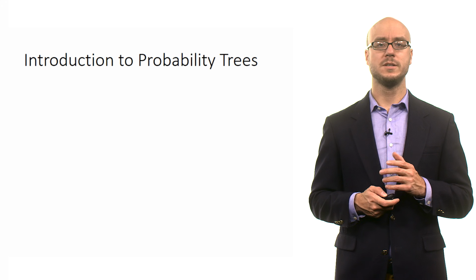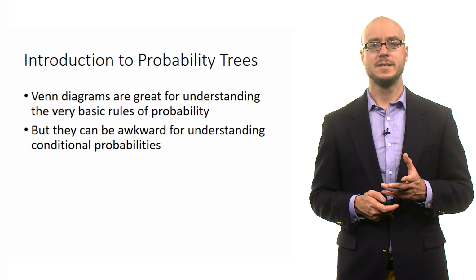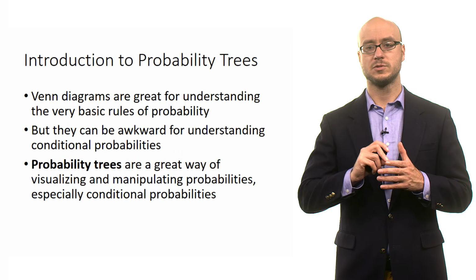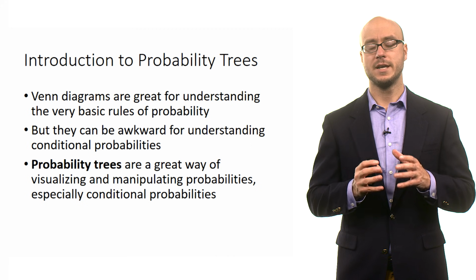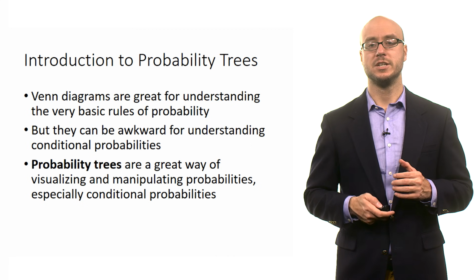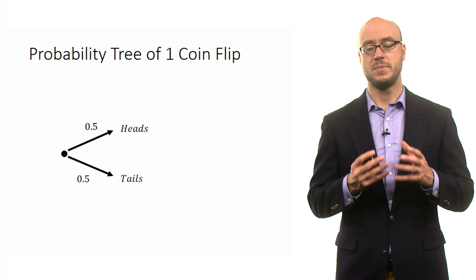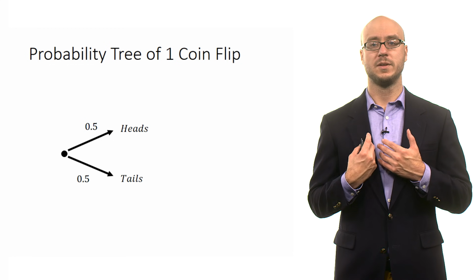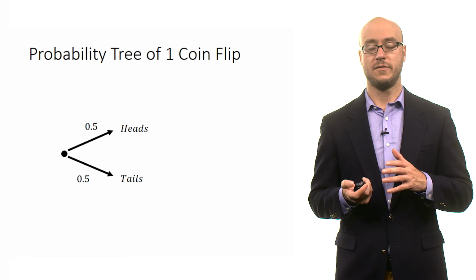We've covered Venn diagrams, which are useful for the addition rule. Now let's look at probability trees for conditional probability. Now what is a probability tree? The idea is that you can visualize chains of probabilities by looking at different conditioning events. So here's a very basic probability tree. This tells us the probability of flipping one coin, a fair coin.